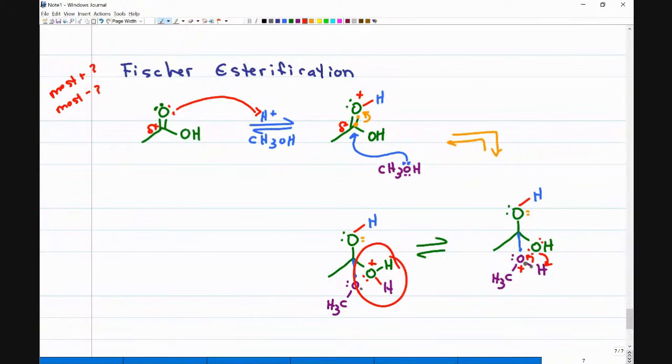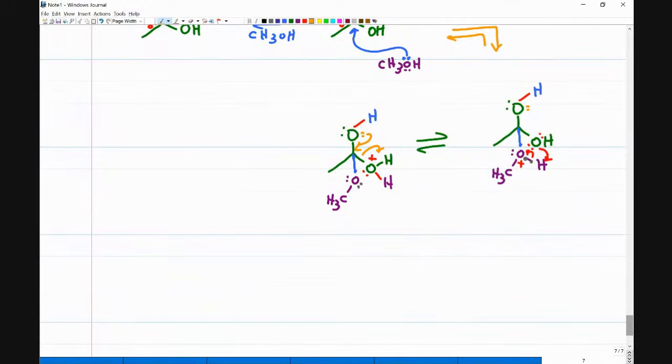That is now a very good leaving group. And what do good leaving groups do? Well, they leave. But it can't just leave by itself. Something has to kick it out. And what kicks it out is oxygen from the OH, the OCH3. Either one can do it. Collapsing down to create a carbonyl, kicking the water out because water is a good leaving group.